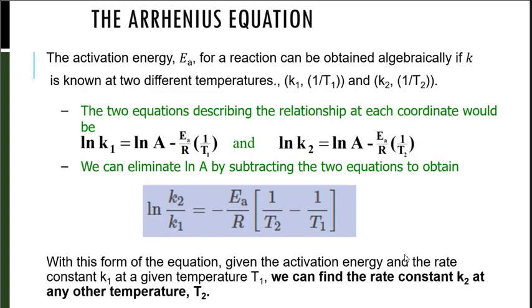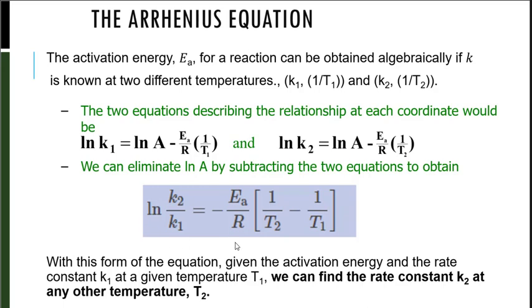It would be great if we could solve for activation energy algebraically instead of graphically. So we found that there is a way mathematically to do it. The activation energy for a reaction can be obtained algebraically if K, the rate constant, is known at two different temperatures. So if we know two different rate constants and two different temperatures of those rate constants, we were able to combine two equations, and we eliminate the natural log of A by subtracting the two to get this.